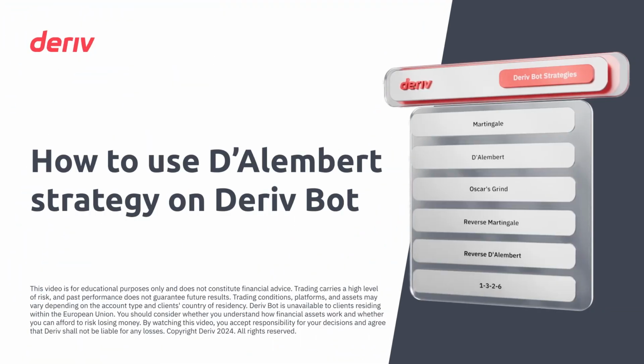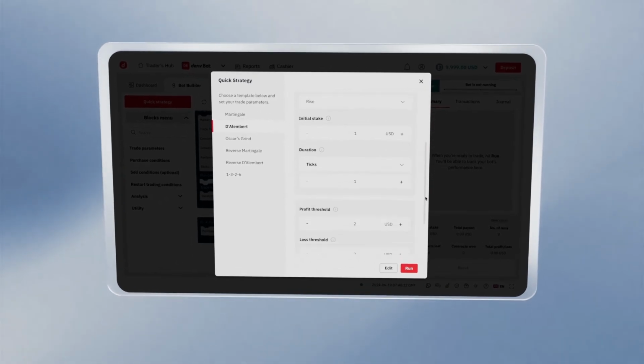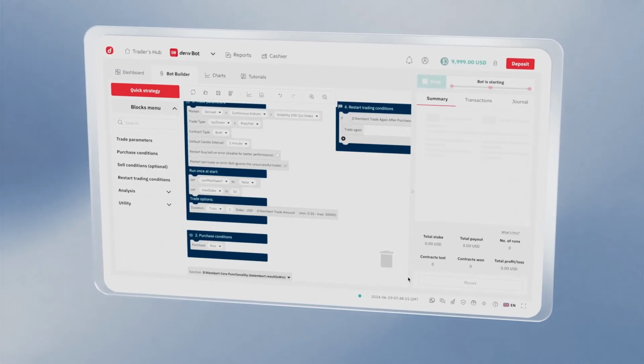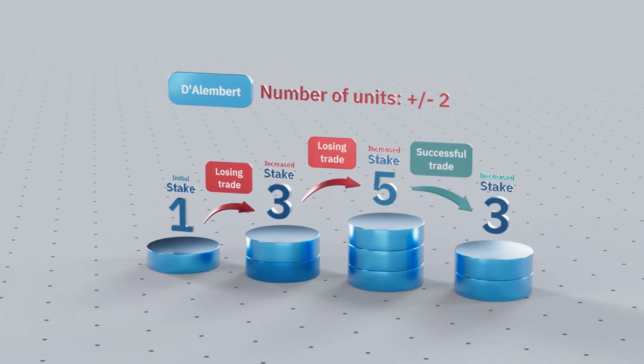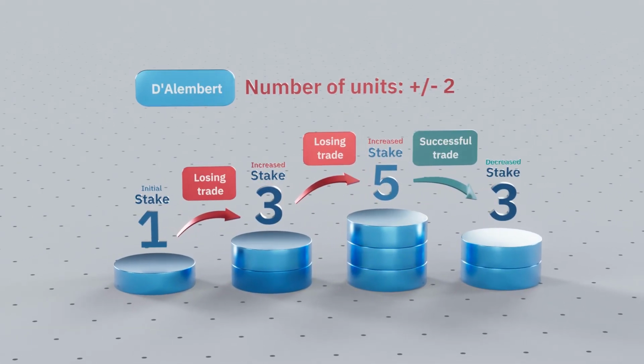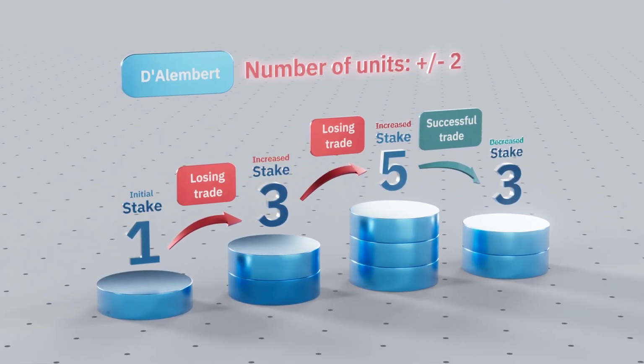Introducing the D'Alembert strategy, one of Deriv Bot's preset strategies designed to help you navigate the markets with ease. The strategy aims to capitalize on increasing your stake after a losing trade and reducing your stake after a successful trade by the number of units that you have predefined. Here is how it works.